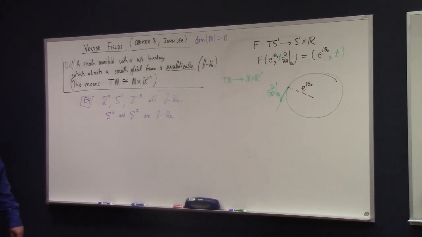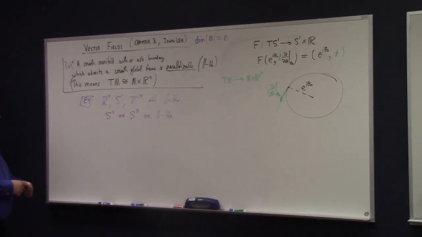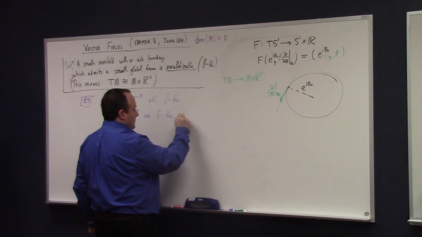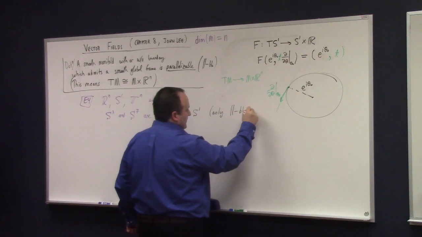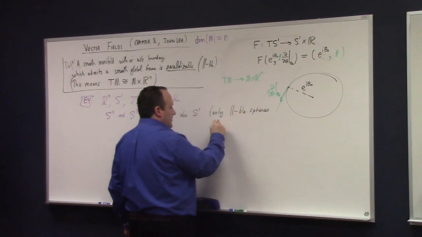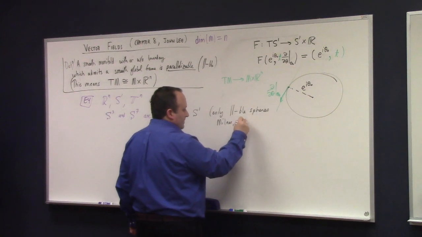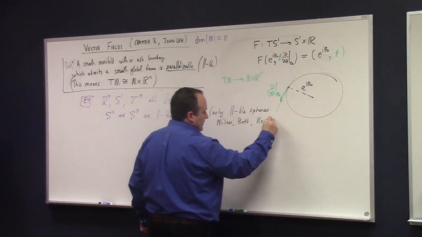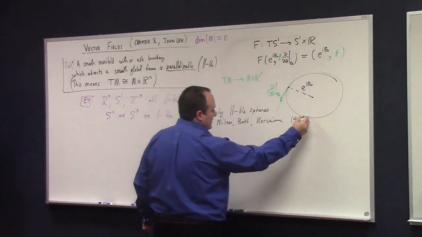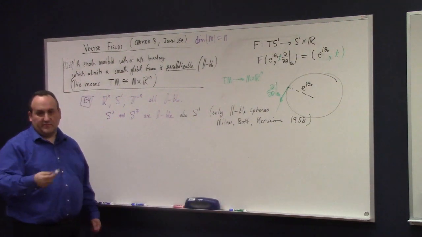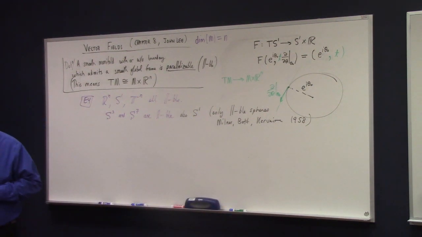But here's the thing. In 1958, Bott and Milnor, and separately Kervaire, showed that the circle, the 3 sphere, and the 7 sphere are the only spheres which are parallelizable. So these are the only parallelizable spheres. Again, this was Milnor, Bott, and Kervaire, 1958. They independently, Bott and Milnor working together, and I think the other fellow separately, proved that the only spheres which are parallelizable are these guys.